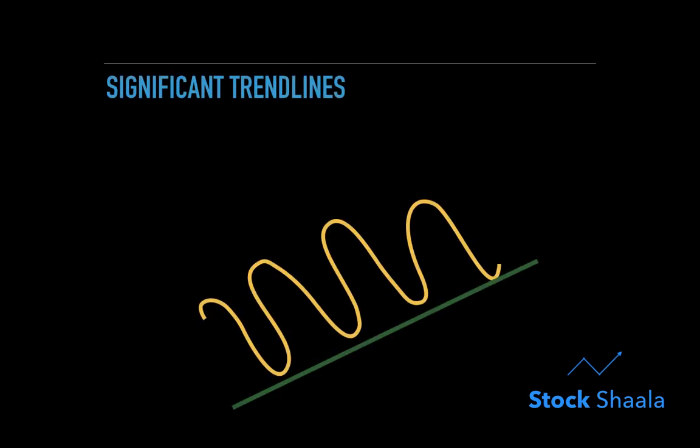Consider the following line. Would you consider this line as a trend line? Let's take a closer look. The trend line here only connects one higher low. A trend line cannot be drawn with only one point. That means it's an arbitrary line. It's not a trend line. This brings us to the first rule in identifying significant trend lines. Trend line must connect at least 2 troughs or crests.